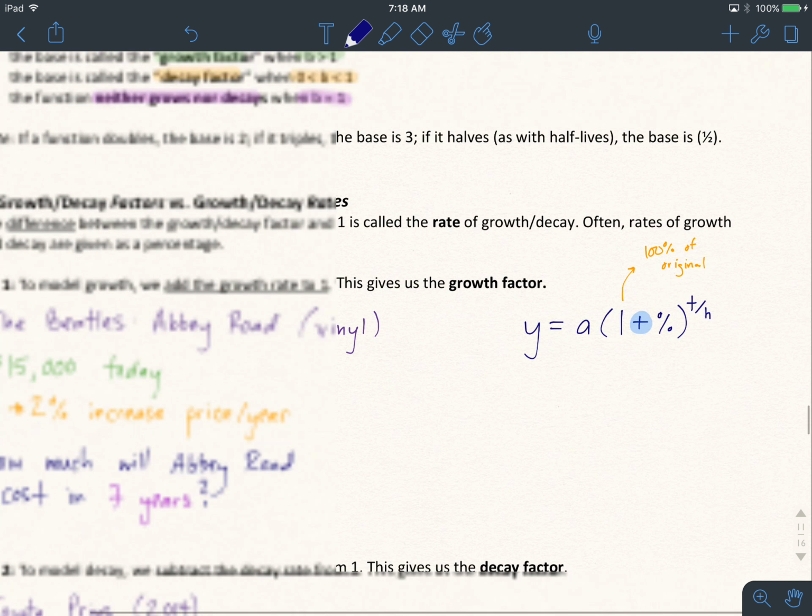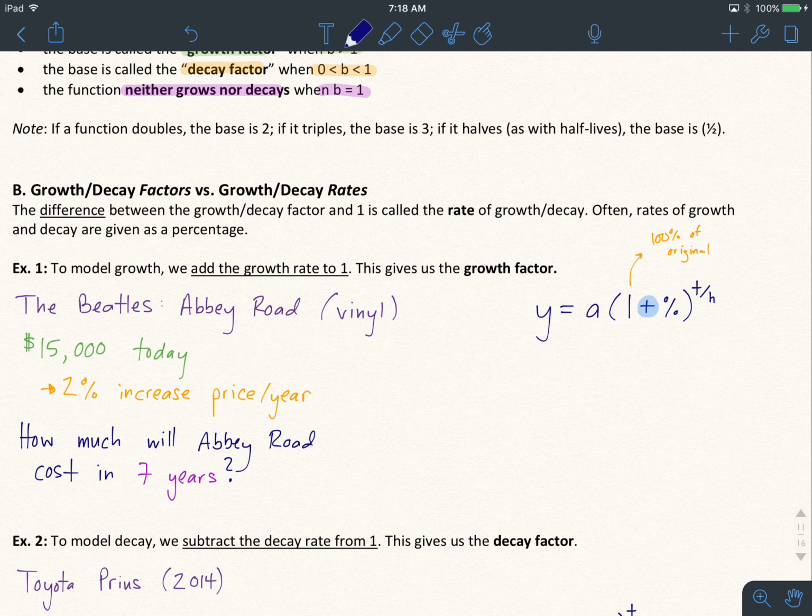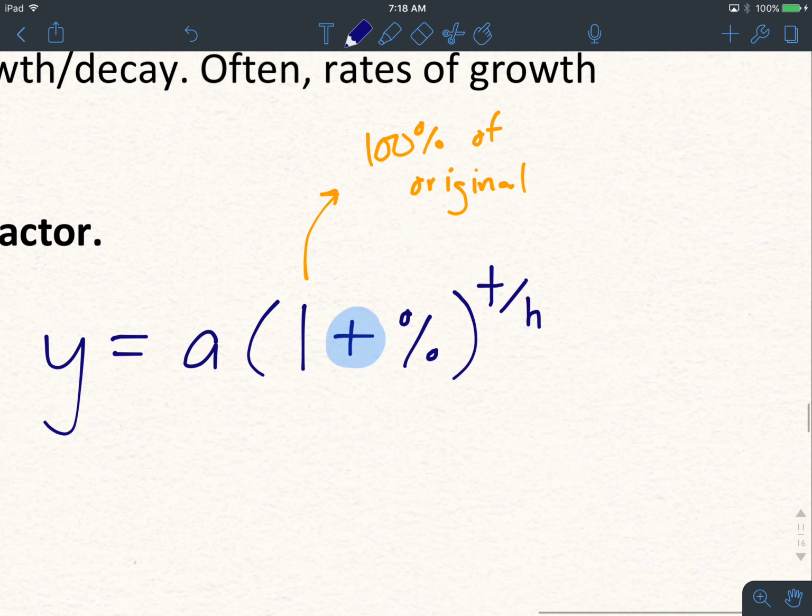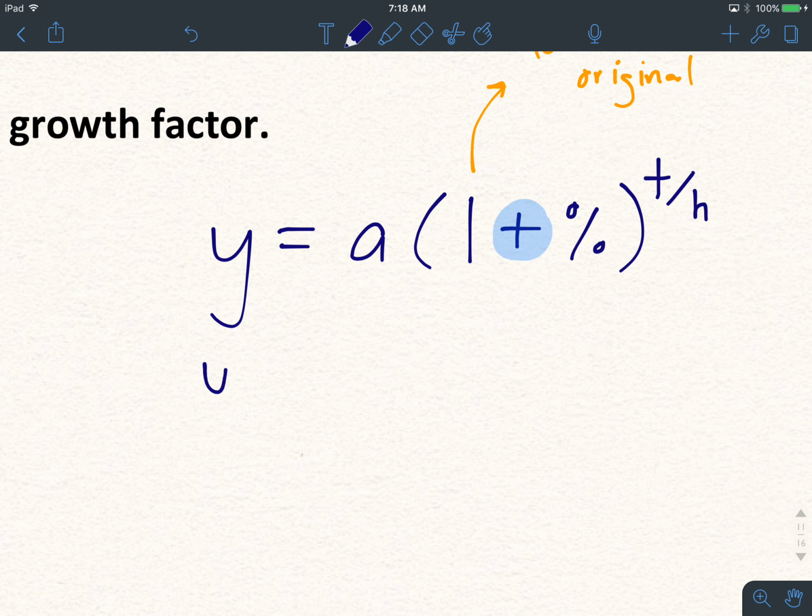So let's start to create this equation. We have a $15,000 product increasing at 2% per year. How much will Abbey Road cost in 7 years? So let's start to develop this. The cost of Abbey Road in 7 years is still going to be our unknown. The A value is the initial amount. How much did Abbey Road cost when we started this question? So it was at $15,000.